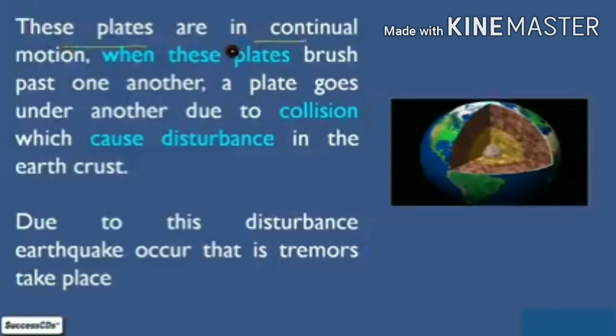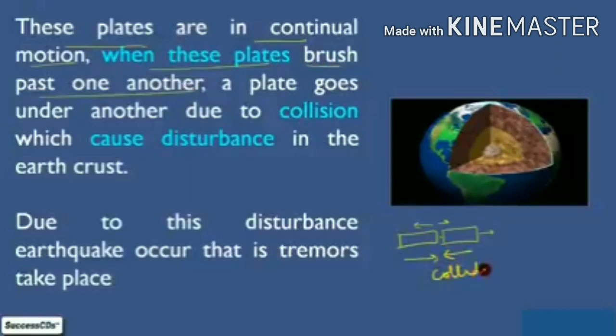So, these plates are in continual motion. Suppose these are the plates, they are always in motion in different directions. So when they move, sometimes these plates brush past one another. They may collide with each other, and one plate goes under another due to collision.